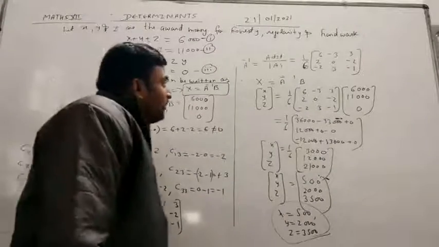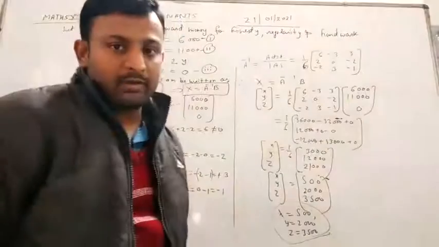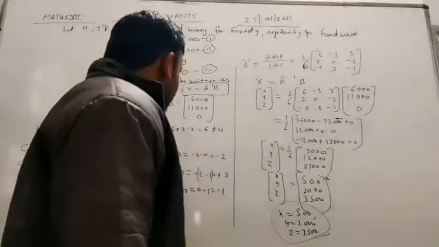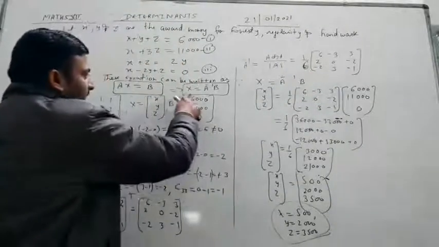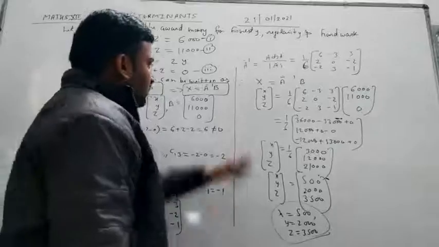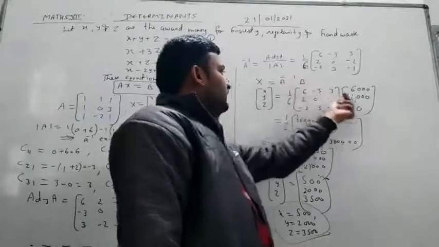Now we have the formula for A inverse. Okay, so A inverse is adjoint of A upon determinant of A. Now we substitute this value here, we get A inverse. Now student, we are saying that X is equal to A inverse B. So X is X, Y, Z, and A inverse is this and B is this.